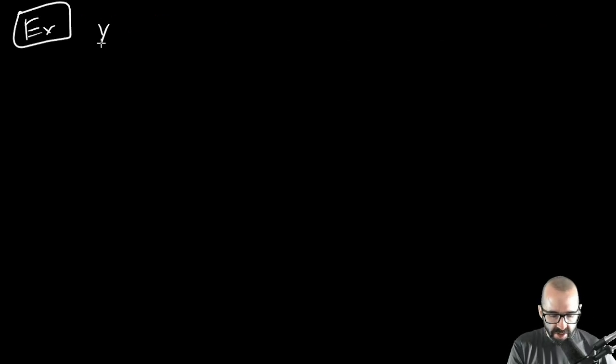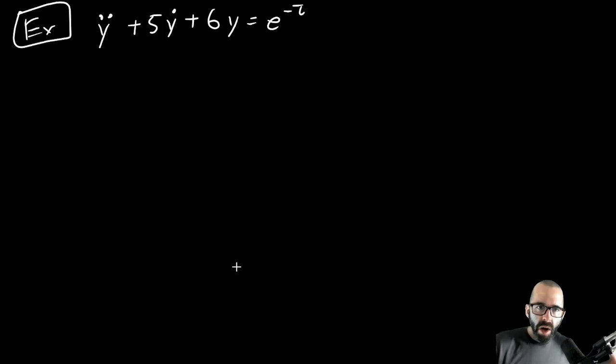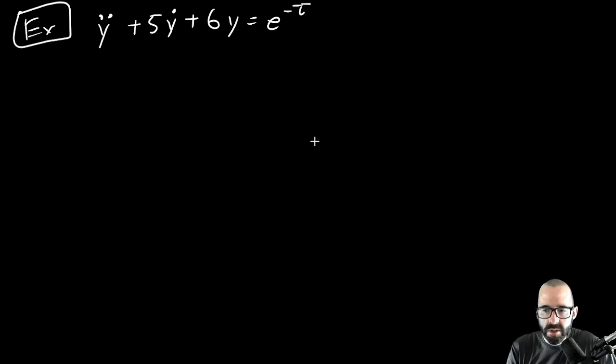The example we have here is y double dot plus 5y dot plus 6y equals e to the negative t. So we can pause here before we start and really think about what this could represent. This could just represent a generic differential equation. This could have no meaning whatsoever. Or we could see it as a forced harmonic oscillator.